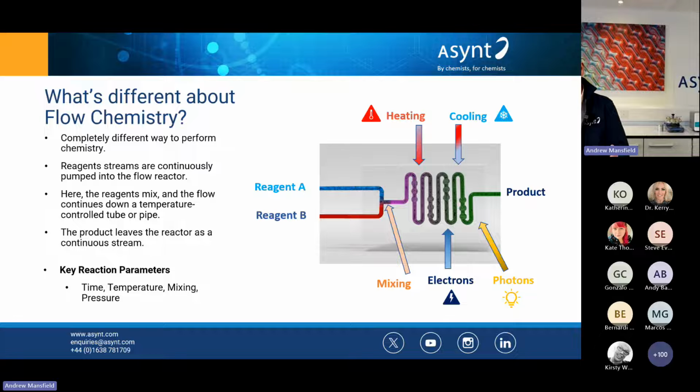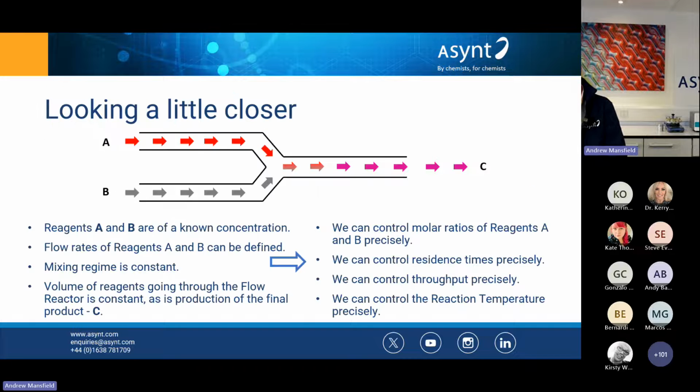So when we think about those chemistry parameters, those experimental parameters, we're still thinking about the same things. We're thinking about time, temperature, molar ratios, stoichiometry. We're thinking about mixing. But now we can add pressure as another consideration into a flow chemistry experiment. And we'll cover that as we go through this introduction session this morning. So let's look at that in a little bit more detail.